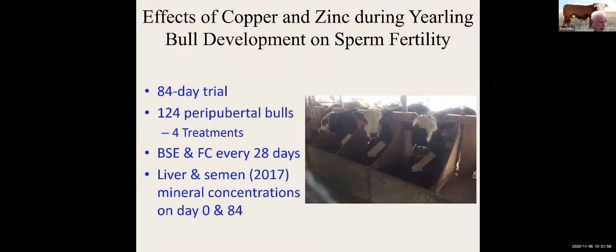look at the effects of copper and zinc primarily during yearling bull development on sperm fertility. We used an 84-day trial that included 124 peripubertal bulls, 4 treatments. The next slide.